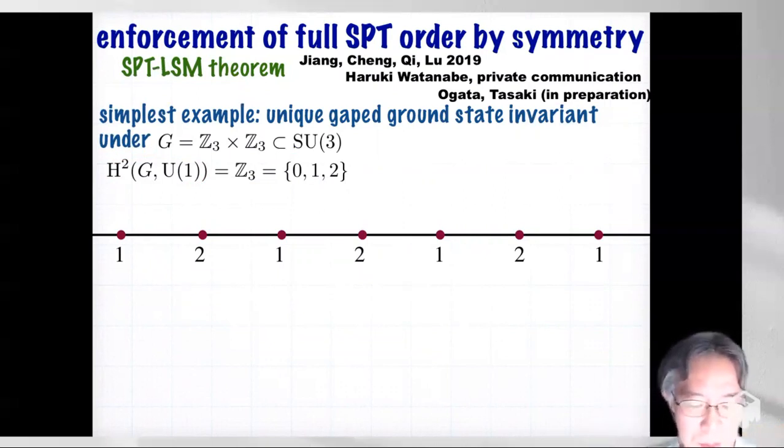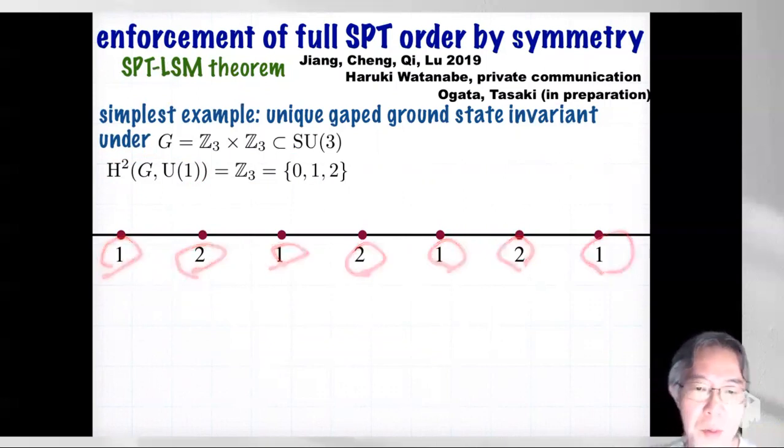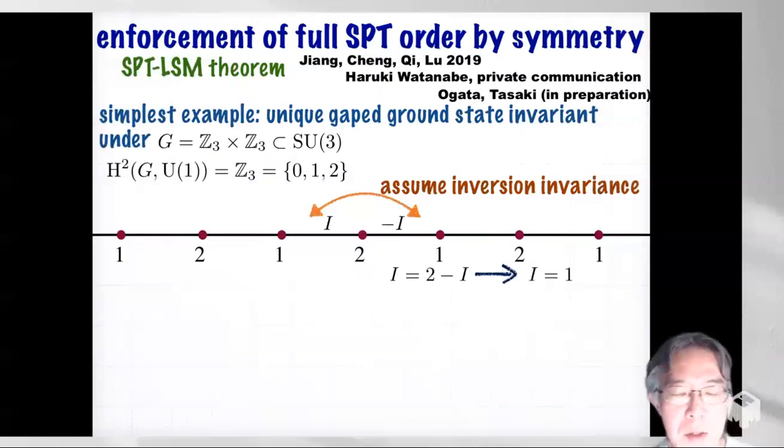And suppose that we have a spin chain with these local spin indices like this. And furthermore, assume that we have inversion invariance. Everything is invariant under the flip about the origin. And of course, we assume we have a unique gapped ground state. And we still don't know what the Ogata indices are, but suppose that the Ogata index on this bond is I. Then by this invariance, we see that, as I discussed, the Ogata index changes sign upon flip. So the Ogata index on this side, on this bond, must be minus I.